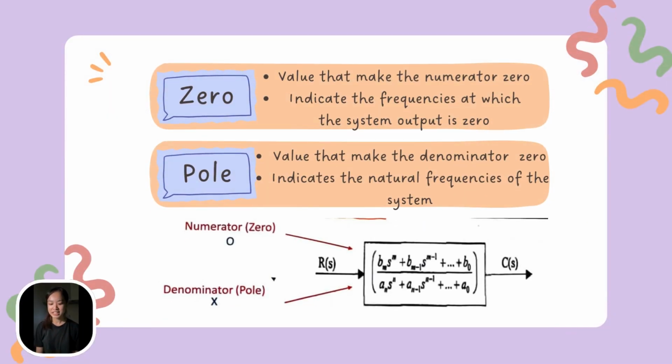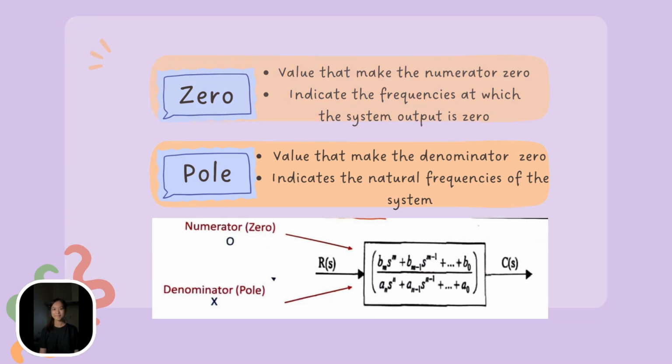In transfer function, we have zero and pole. We can look at the image in the slide. A zero is a value that makes the numerator zero, and it indicates the frequency at which the system output is zero. While the pole is a value that makes the denominator zero and indicates the natural frequency of the system.